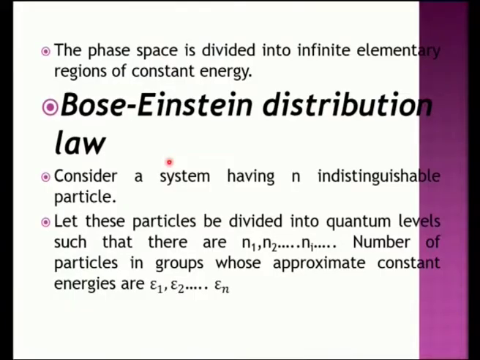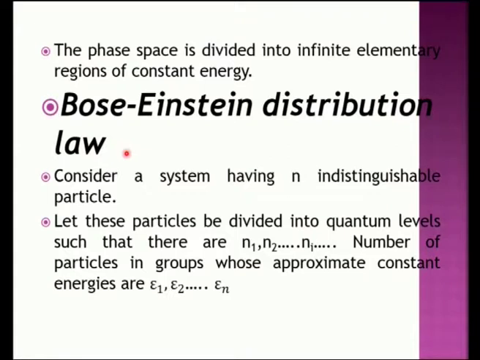The phase space is divided into infinite elementary regions of constant energy. This is how Bose-Einstein statistics paved a basic way to understand the distribution of atoms or particles in a particular energy level. This is the introduction to Bose-Einstein statistics.